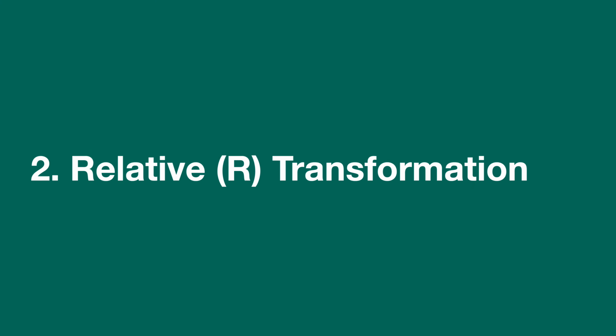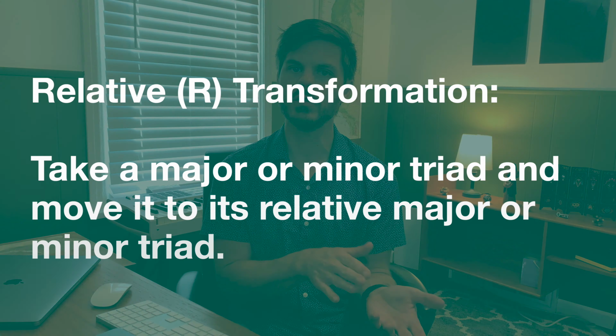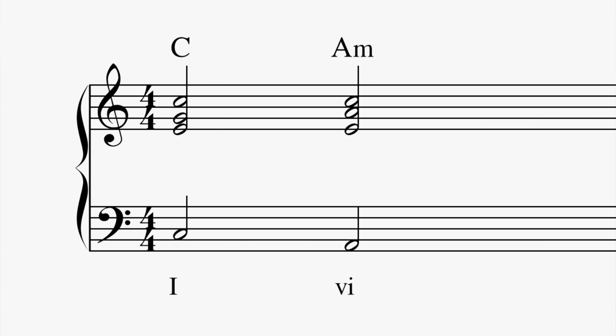That's the parallel transformation. Okay, so let's talk about the second kind of transformation, which is the relative transformation, or R transformation. This takes us from a major to a minor triad, or from a minor to a major triad, by moving one tone a whole step. So for example, from C major to A minor, those two keys are relative, so this is the relative transformation by moving one pitch a whole step.